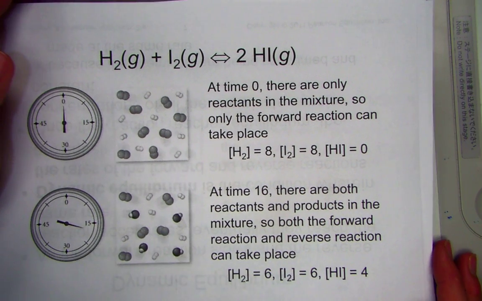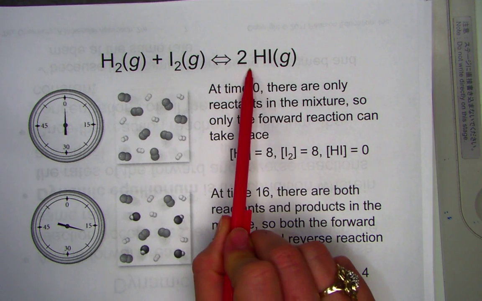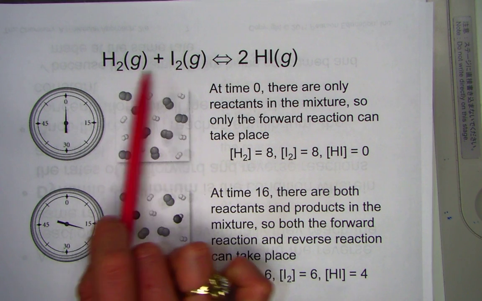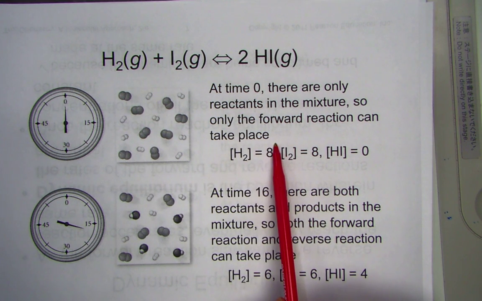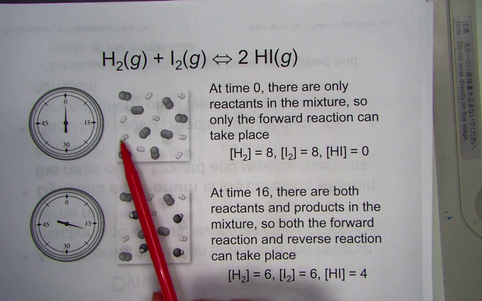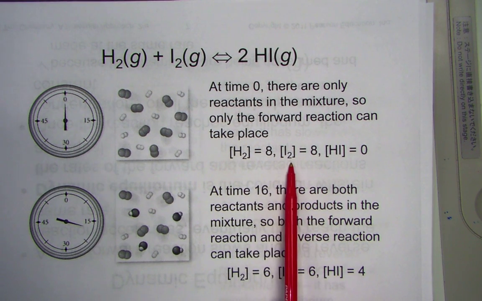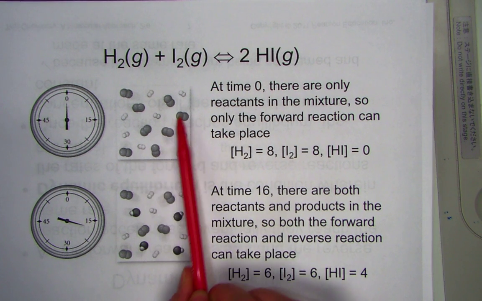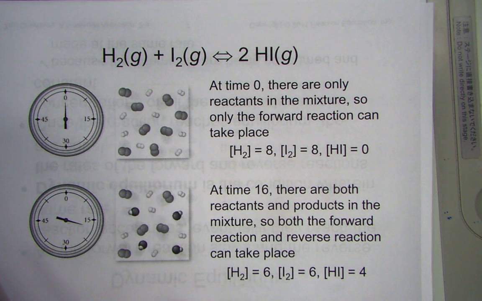If hydrogen and iodine combine to make hydrogen iodide in a 1:1:2 ratio. At time 0, there are only reactants in the mixture, so the only way we can make a reaction occur is in the forward direction. Let's suppose the concentration of hydrogen is 8. 1, 2, 3, 4, 5, 6, 7, 8 molecules. We have hydrogen giving those little smaller molecules here, and the iodine would be the larger, and they are also 8. And in this first picture at time 0, there are no products.